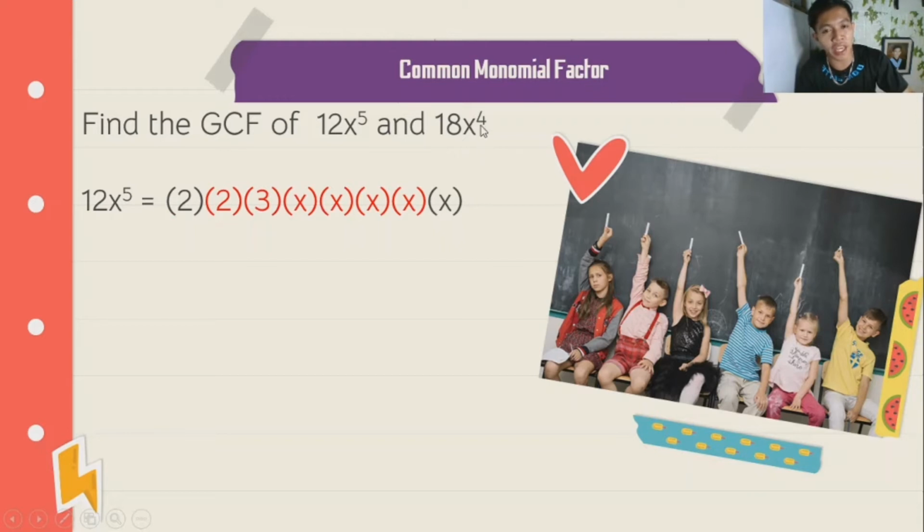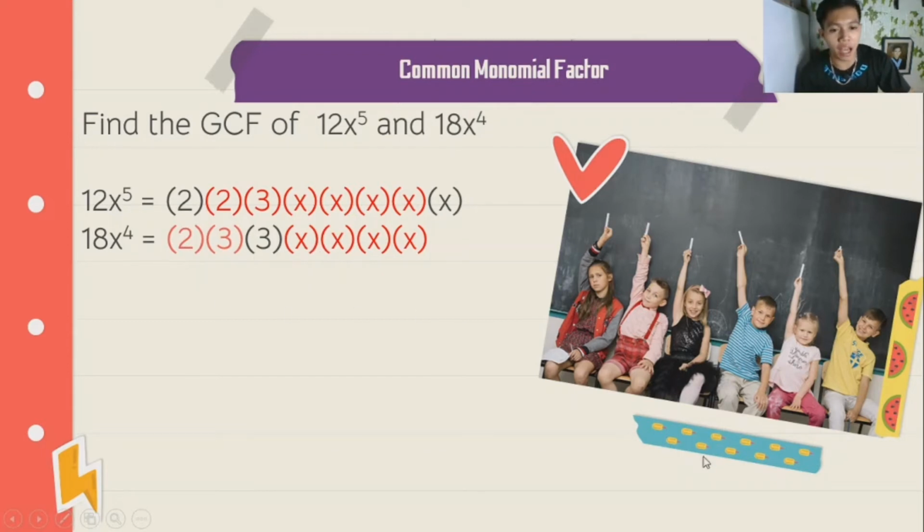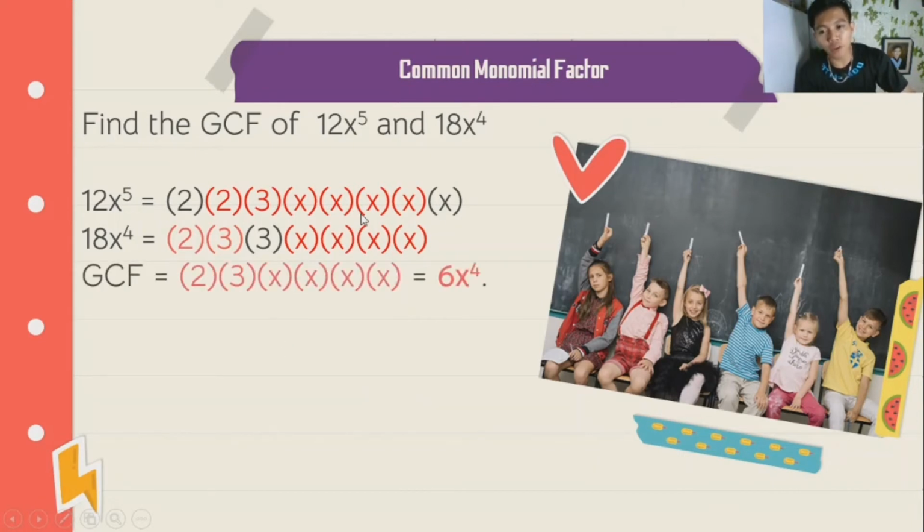How about 18x raised to 4? Factors of 18 are 2 times 3 times 3. And then, x raised to 4, ibig sabihin, may 4 na x. Diba? Okay? Now, ano yung pagkakaparehas sa kanila? Parehas silang may 2 times 3. Tama? Parehas din silang may 4 na x. Okay? Therefore, kunin mo lang yon. Yung mga parehas sa kanila, kunin mo lang yon. Parehas silang may 2, parehas silang may 3 na tig-isa, and then parehas silang may 4 na x.